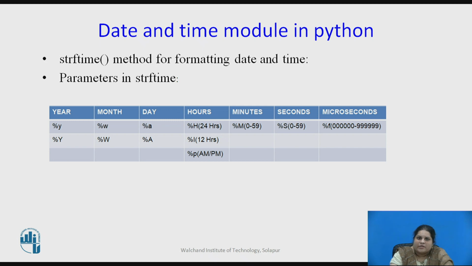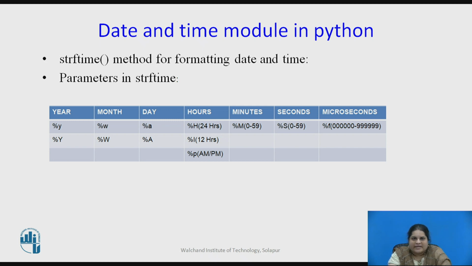Moving towards the next, the day, that is percentage small a and percentage capital A. Whenever we use the small a, if the day we consider is, for example, Sunday, then the short version will have only the first three letters, that is SUN. For the next, capital A, if there is a Sunday, then the full version of the day, that is SUNDAY, will be displayed.